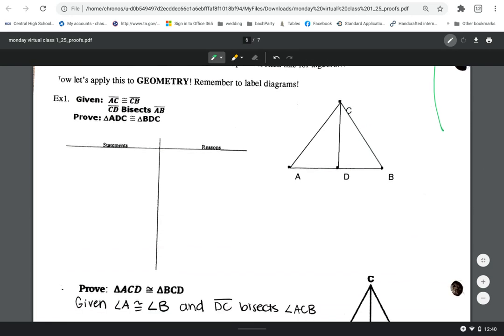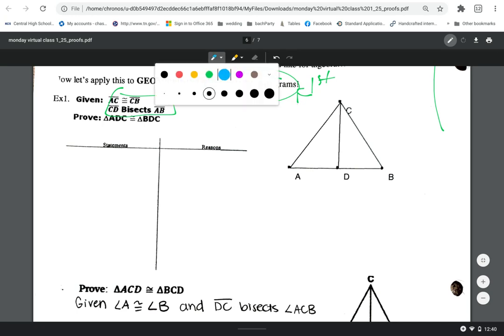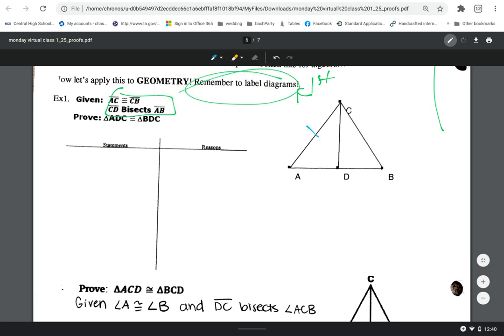All right, so let's try to do this with geometry. Okay, so I have AC is congruent to BC. What you always do first is label. Always label what you're given first. I promise it'll help. If you don't label it, you're going to be very lost. So I'm going to mark those congruent. Remember, you need 3 congruent parts to prove that 2 triangles are congruent.